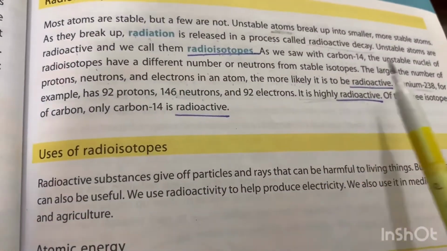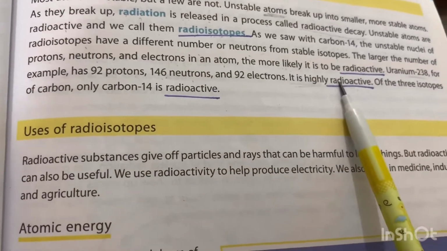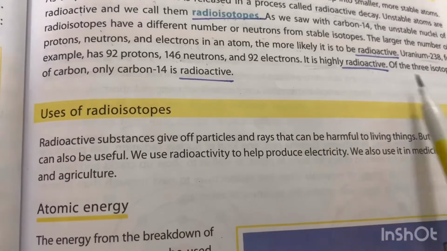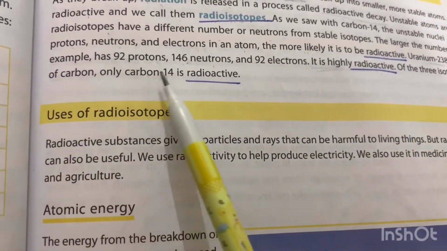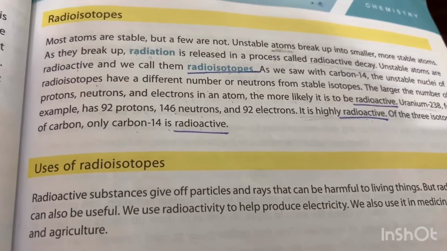Similarly, the larger the number of protons, neutrons and electrons in an atom, the more chances that it is more radioactive, meaning unstable. Of the three isotopes of carbon, only carbon-14 is radioactive. I hope you understand the concept by now.